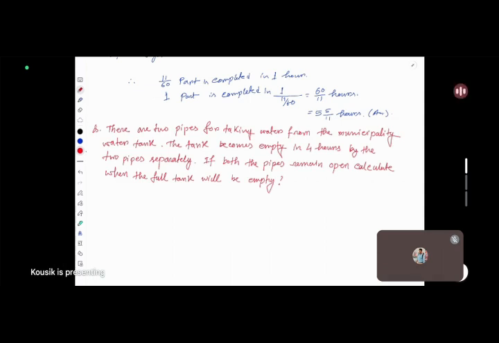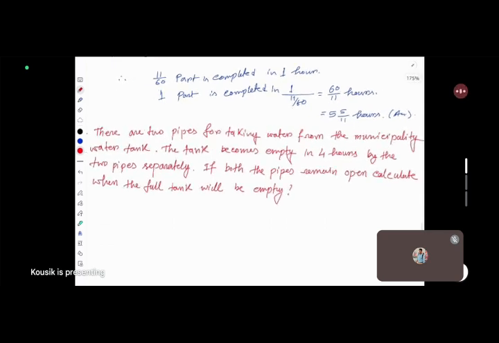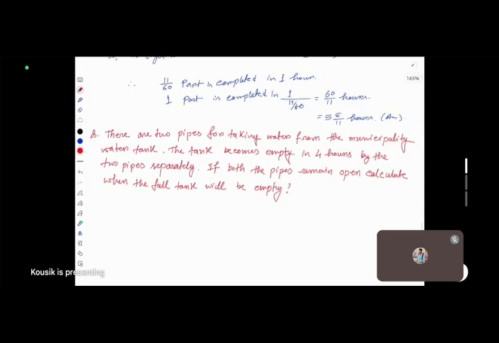Sir, what did you write after there are two pipes? There are two pipes for taking water. Taking. Sir, may I go to the toilet? Hmm.